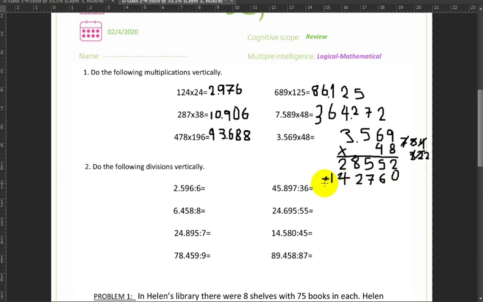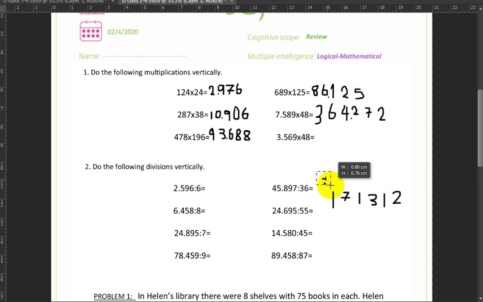And I add. 2 and 0 makes 2. 5 and 6 makes 11. Right, 1 carry 1. 5 plus 7 makes 12. Plus 1 that I carried over makes 13. Right, 3 carry 1. 8 plus 2 makes 10. Plus 1 that I carried over makes 11. Right, 1 carry 1. 2 and 4 makes 6. Plus 1 that I carried over makes 7. 1 and nothing makes 1. So my result here is 171,312.